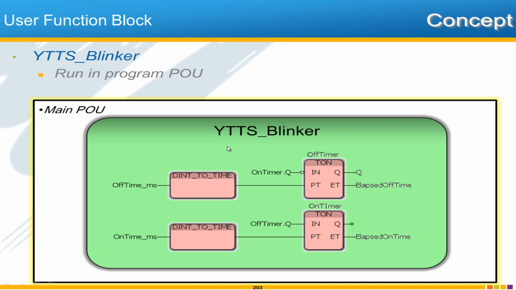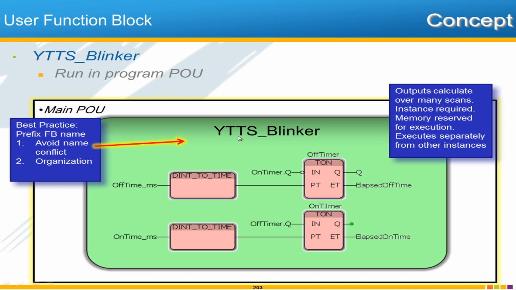As we did with the function, we'll use this prefix YTTS, which by the way is Yaskawa Technical Training Service. And we put this prefix as a best practice to avoid name conflicts and to organize. There may be a blinker of some other sort in a library that we'll use later on, but there's probably not going to be another YTTS underscore blinker. And so if everybody would put a prefix, then we would be able to use libraries and function blocks from different sources within the same project.